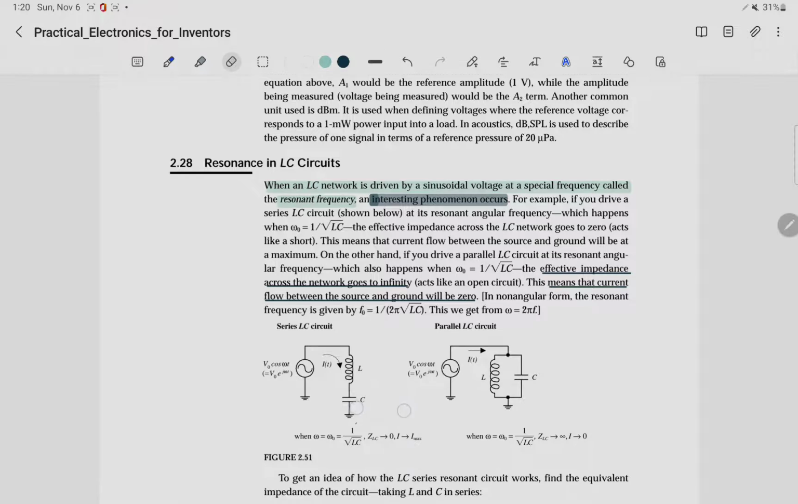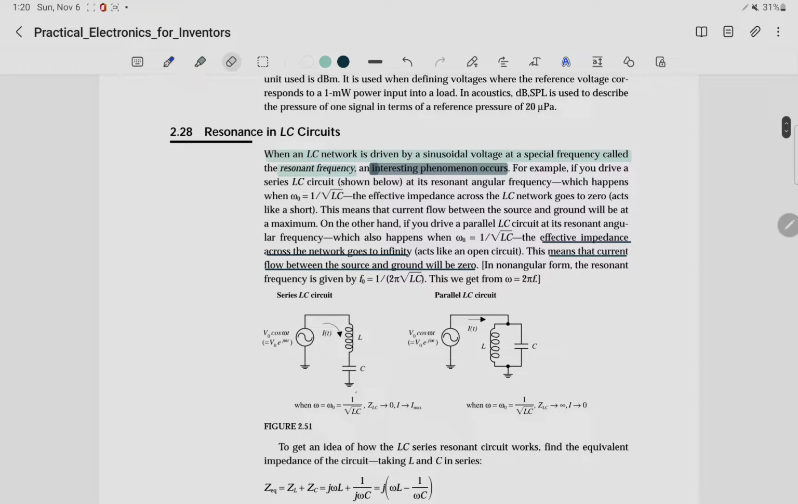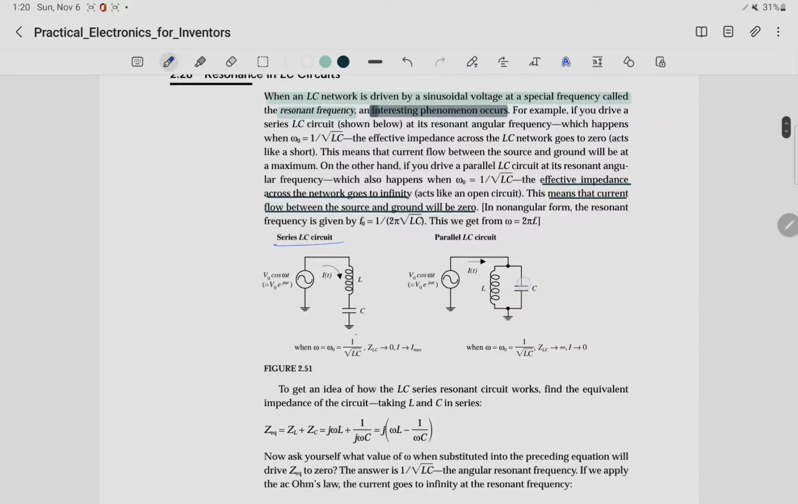So let's take for example the series LC circuit. Here you find that when you apply a sinusoidal voltage to these two elements in series, you find that the impedance is zero. At the resonant frequency, the impedance is zero, and hence it behaves as a short circuit. Therefore, the current flowing is maximum, as you can see here.